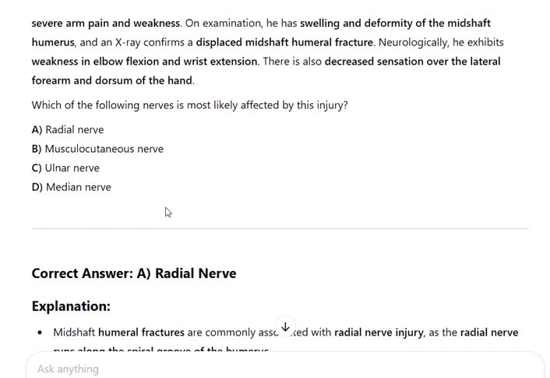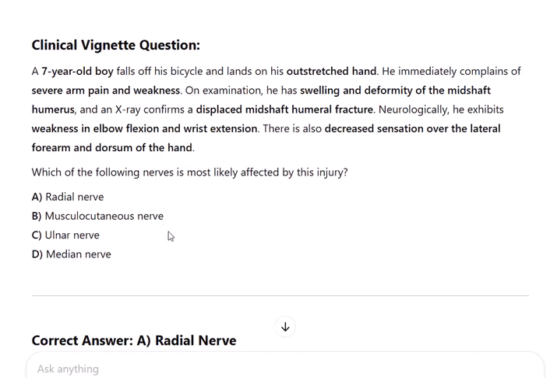Here's a Puerto Rico medical revalidation style clinical vignette focusing on a pediatric patient with a fractured arm affecting the C5, C6, and C7 nerve roots. Clinical vignette question. A 7-year-old boy falls off his bicycle and lands on his outstretched hand.